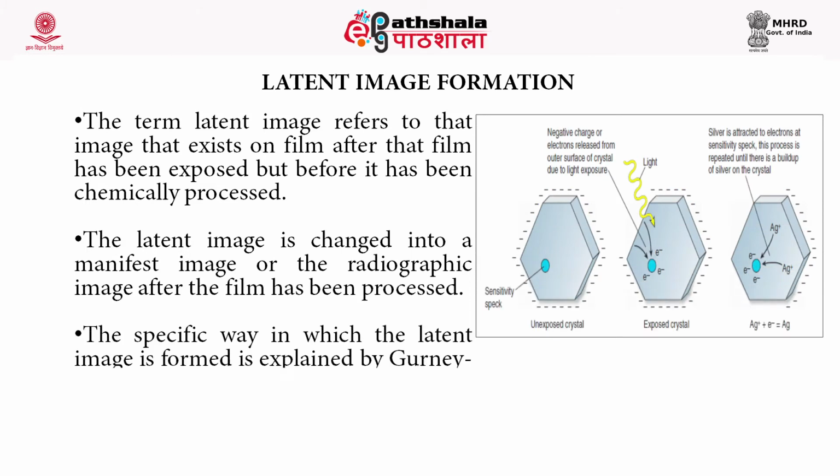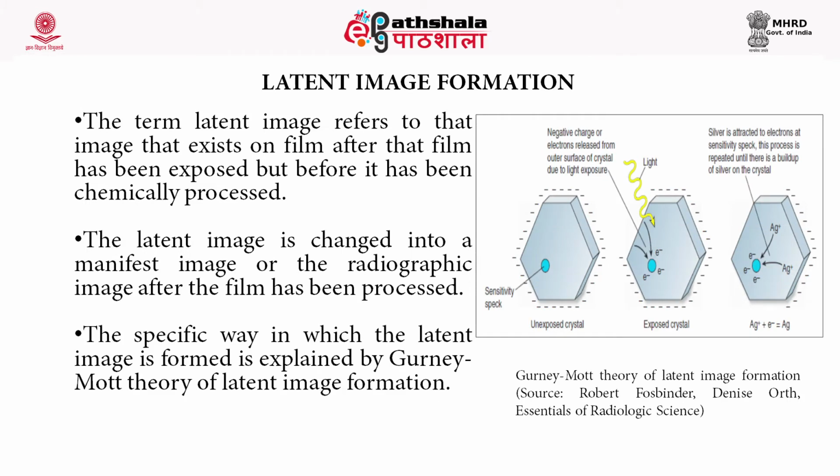Now what is meant by the latent image? Latent image refers to that image that exists on film after that film has been exposed, but before it has been chemically processed. The latent image is changed into a manifest image or the radiographic image after the film has been processed. The specific way in which the latent image is formed is explained by the Gurney-Mott theory of latent image formation. This particular picture explains how a latent image is formed according to the Gurney-Mott theory.